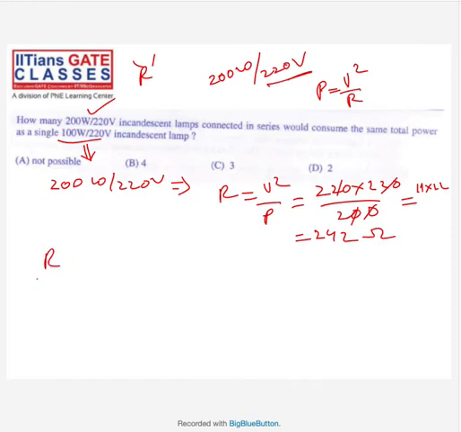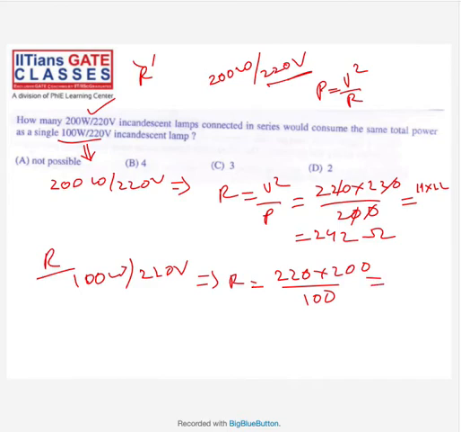So how many ohms will give me this resistance? So R of 100 watt, 220 volt. Option D is correct. So resistance of this will be 220 into 220 by 100. So this will be double of this, 484 ohms.